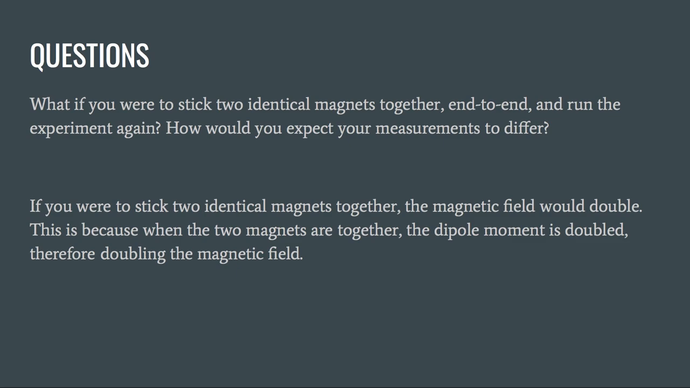In conclusion, we found that our computational and experimental calculations for the magnetic field were somewhat close, and the linearization plot allows us to solve for n and mu.